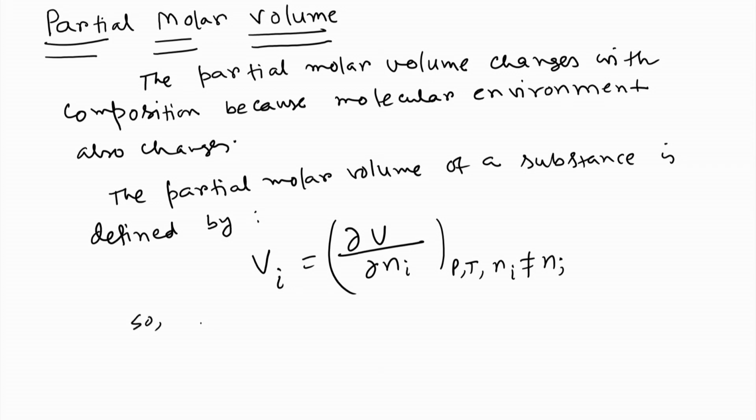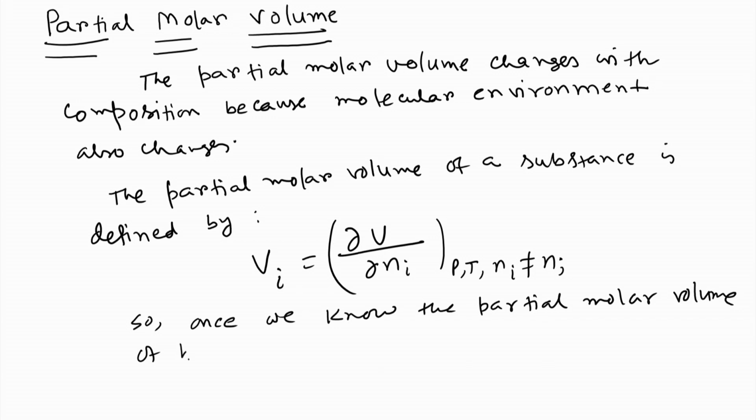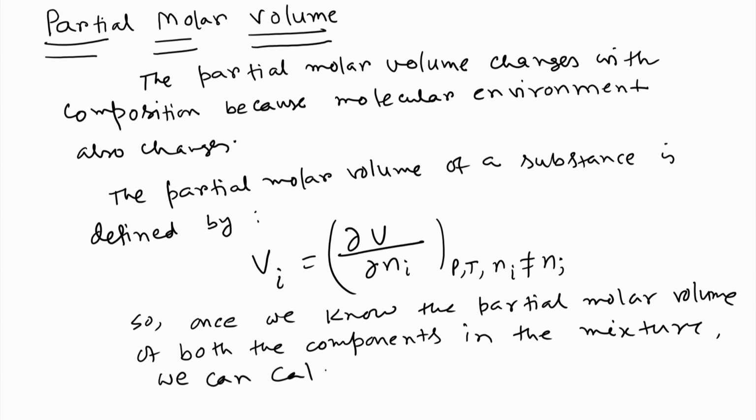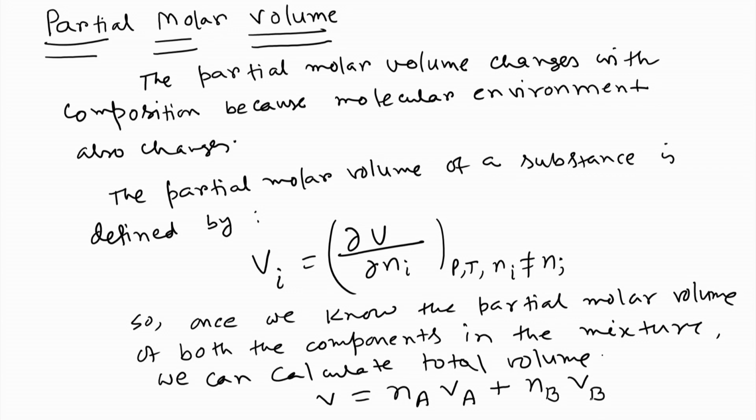So, once we know the partial molar volume of both the components in the mixture, we can calculate the total volume, right? Like V is Na times Va plus Nb times Vb. Na is the number of moles of component or liquid A, and Nb is the number of moles of liquid B.